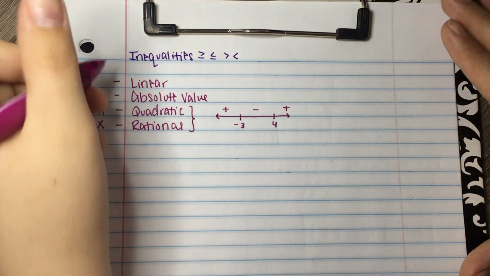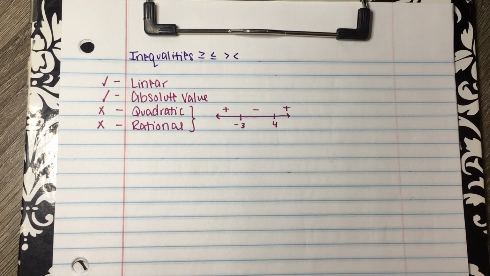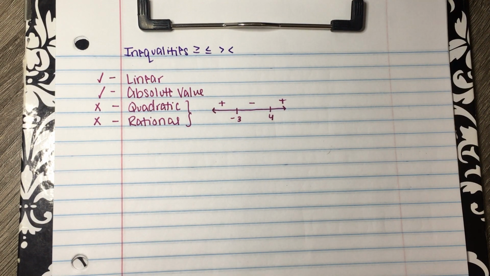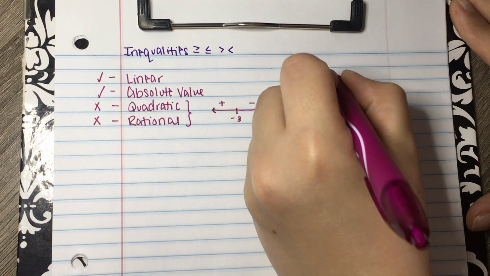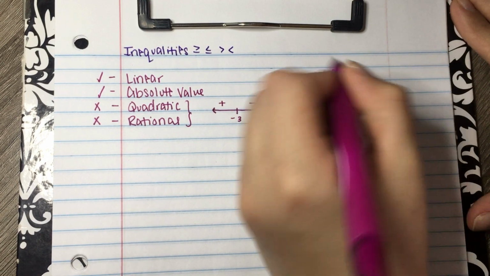So today we're just going to be doing linear and absolute value. Linear is, I think, pretty easy. We've seen it. And absolute value has a lot of rules and can be a little tricky, so stick around.